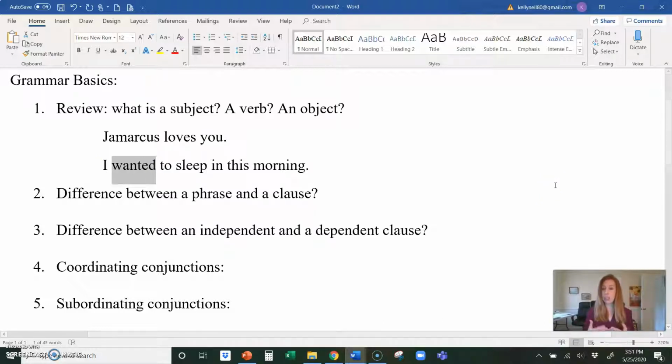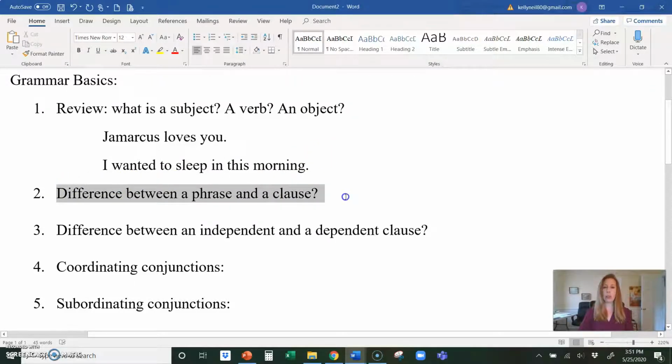And what does this speaker, the I, want? Well, they wanted to sleep in this morning. So this part of the sentence, just broadly, is what we would call the object, okay? So make sure you understand the difference between a subject, the person or thing doing an action, a verb, which is the main action itself, and then the object, the person or thing who receives that action. All right, so that was number 1, subject, verb, object.